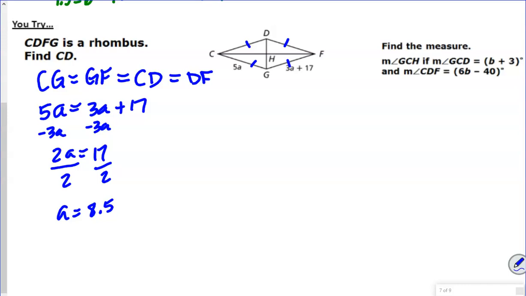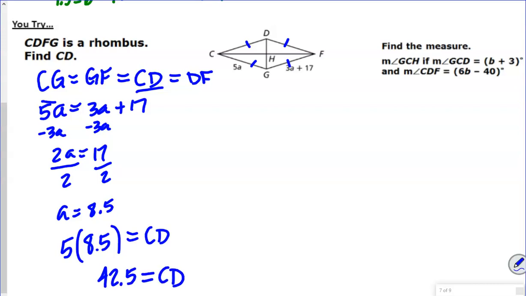Okay, then we must plug that back in. Now, does it matter where we plug it in? Not really. Because remember, we said CG is equal to CD, right? See it right here? CG is equal to CD. So that means we can say 5 times 8.5. That's going to be equal to our CD, isn't it? So what is that equal to? 5 times 8.5 is 42.5. 42.5 is equal to CD. Okay? All right, now this next one says find the measure of GCH.